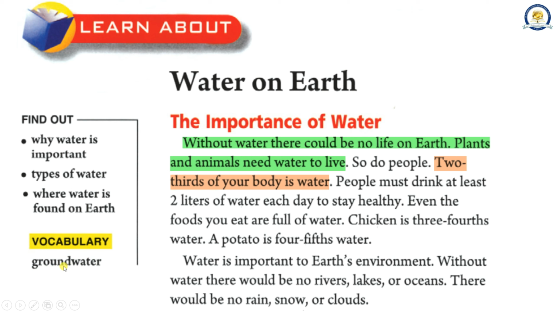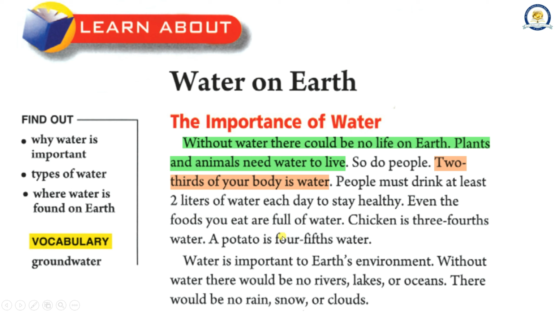Water on Earth. The importance of water. Without water there could be no life on Earth. Plants and animals need water to live. So do people. 2/3 of your body is water. People must drink at least 2 liters of water each day to stay healthy. Even the foods you eat are full of water.